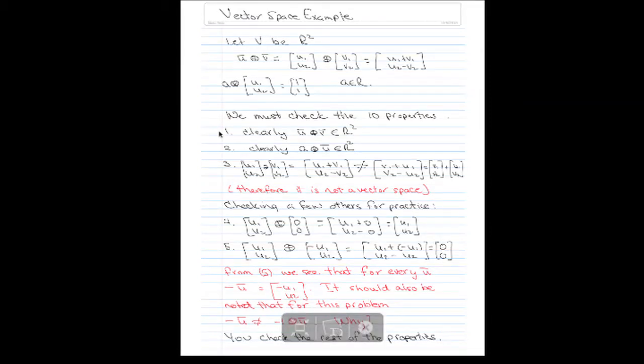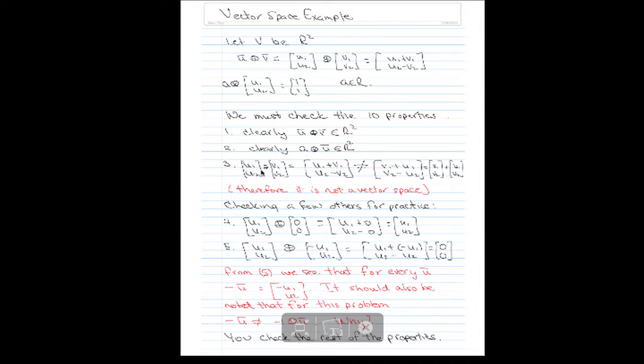If we look at the first property, which is closure under addition, we see that clearly u plus v is in R2, and that just comes directly from the definition. We see that the sum of u plus v as it's defined is a vector in R2. Similarly, we can clearly see that the scalar multiplication of a times u is also in R2 because that just comes from the definition. A times u is always going to be the vector (1, 1), which is a vector in R2. Now we can check the commutative property.